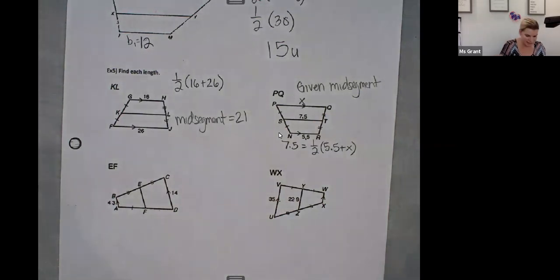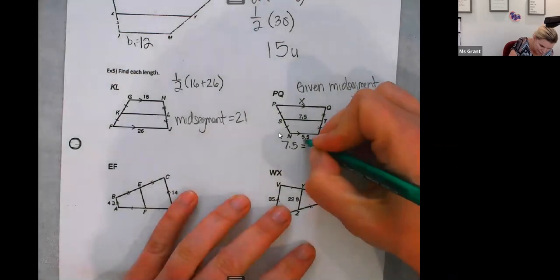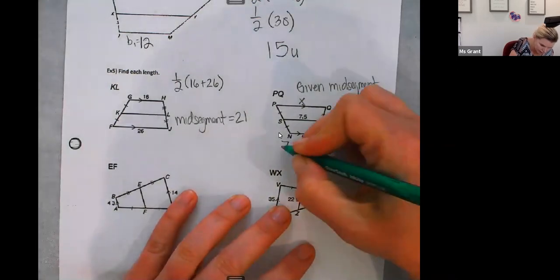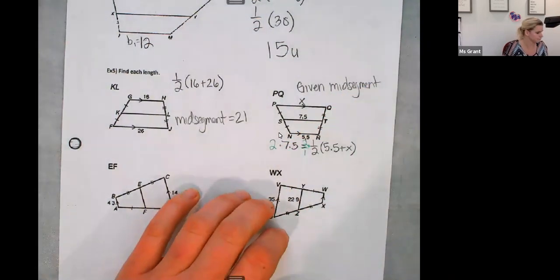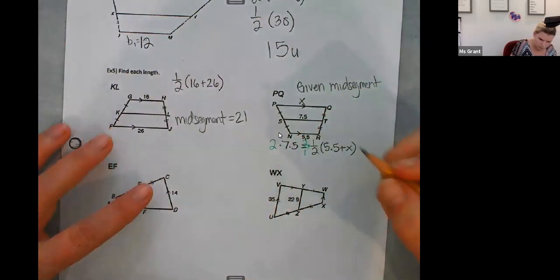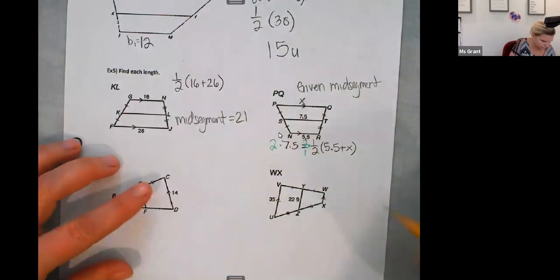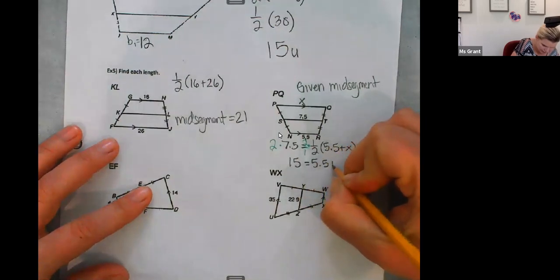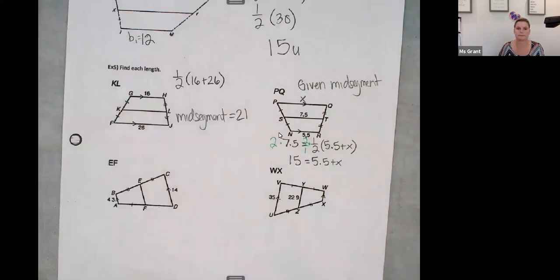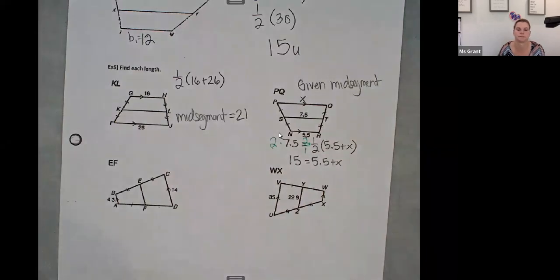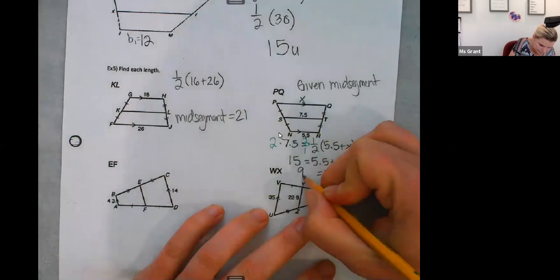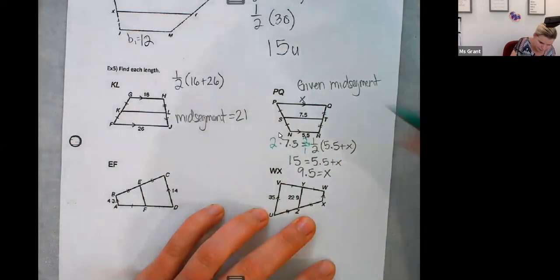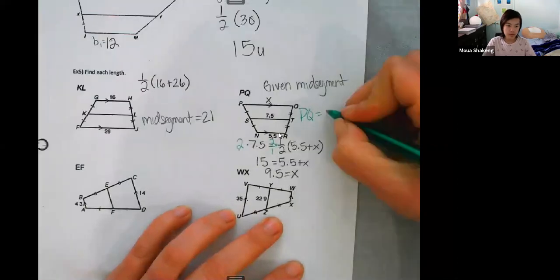Do you recall that the easiest way to do this is to just multiply by the reciprocal of the fraction? Seven and a half doubled, 15 equals 5.5 plus x. Anyways, 9.5. PQ equals 9.5.